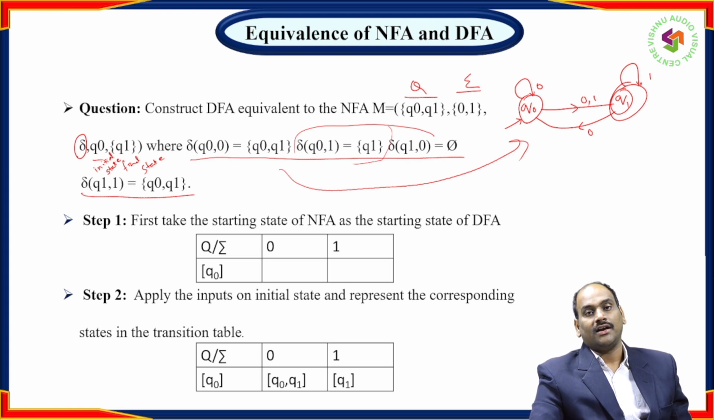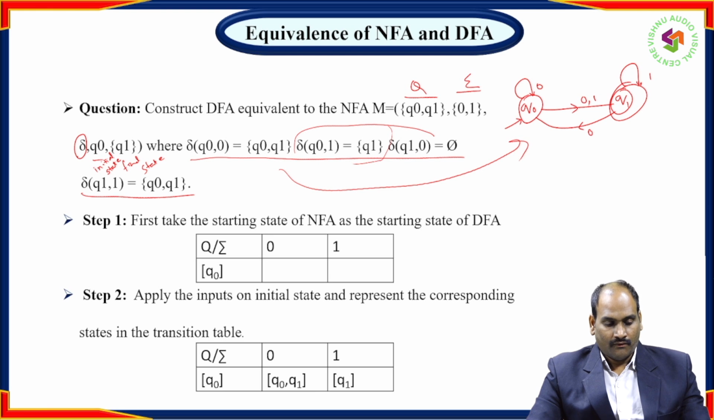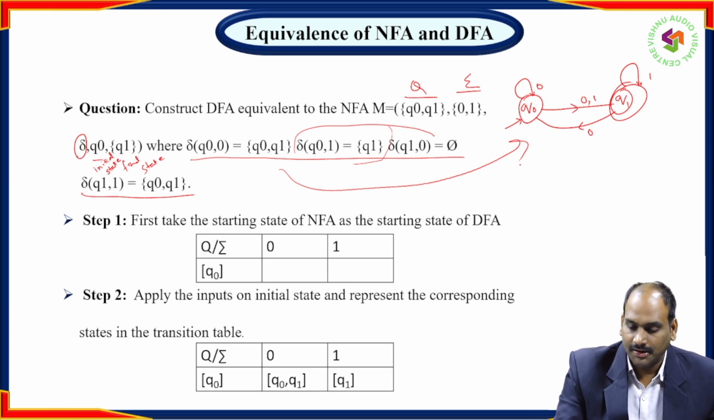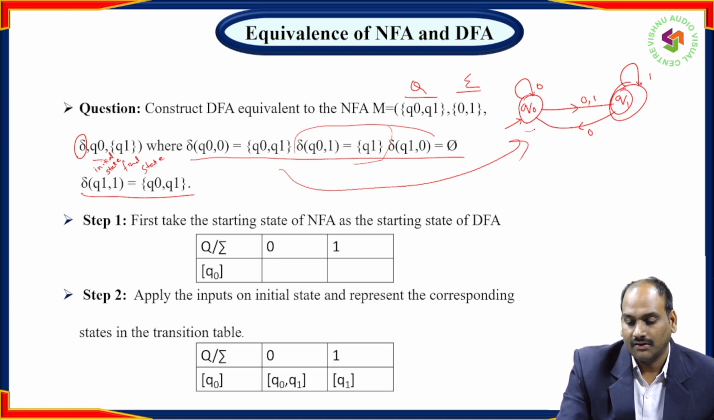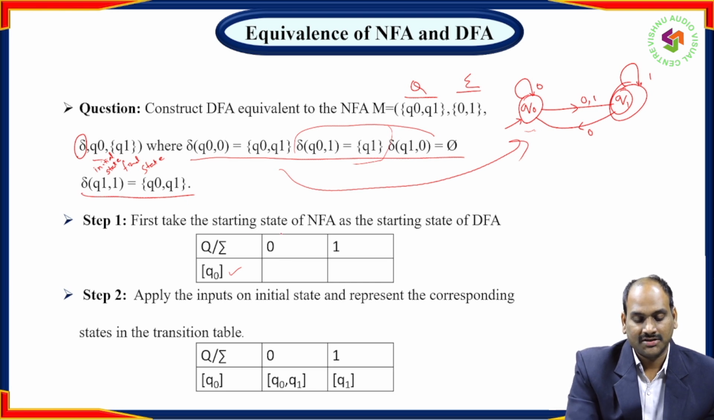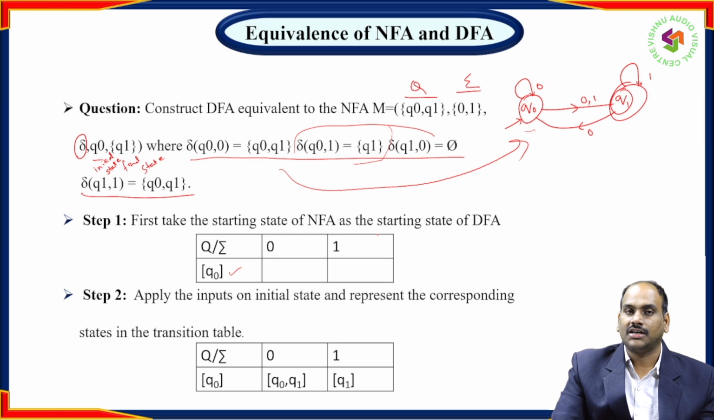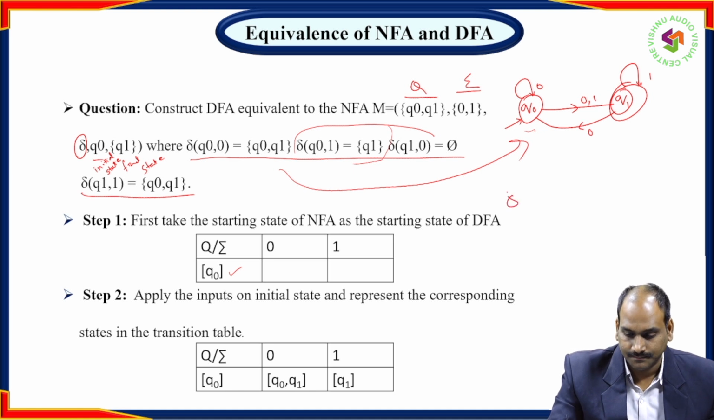Now we have to construct an equivalent DFA for this NFA. The first step is that the initial state of the NFA is the same as the initial state of the DFA. What is the initial state of the NFA? It is Q0. So here also it is Q0. Now we have to fill this transition. Next we have to apply the transition diagram. How can we fill this?